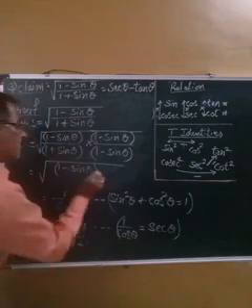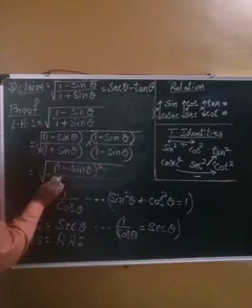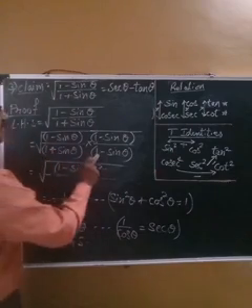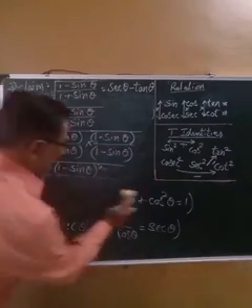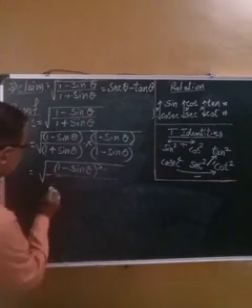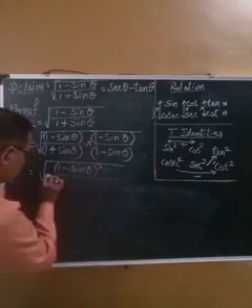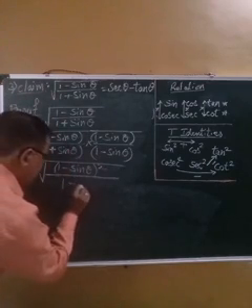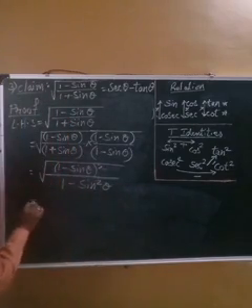And we have also learned in standard 8 that a plus b and a minus b is equal to a square minus b square. So accordingly we get 1 plus sin theta multiplied by 1 minus sin theta is equal to 1 square, meaning 1 only, minus sin square theta.